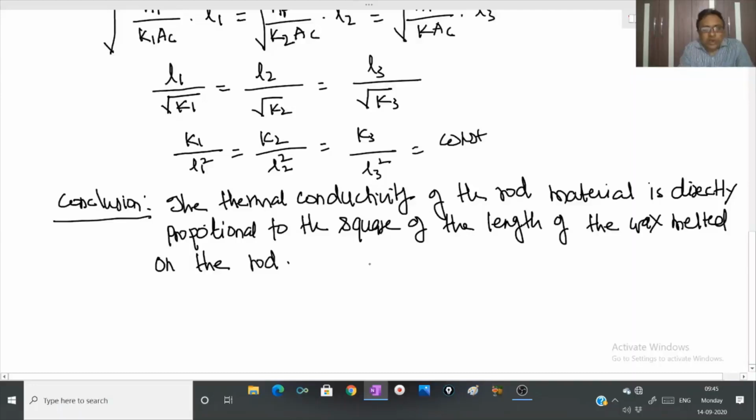So the Ingen-Hausz experiment basically uses the theory of heat transfer through extended surfaces to find out the relationship between thermal conductivity and length of the wax melted. This analogy is used in many cases to find out the dependence or relation of thermal conductivity of different materials used as fluids.